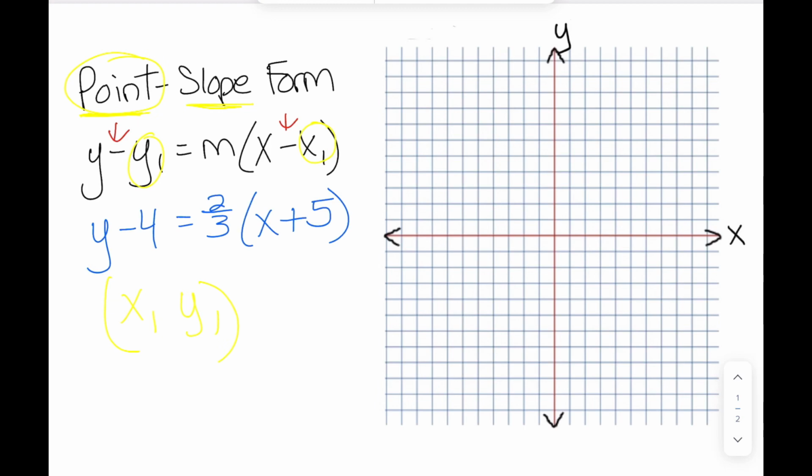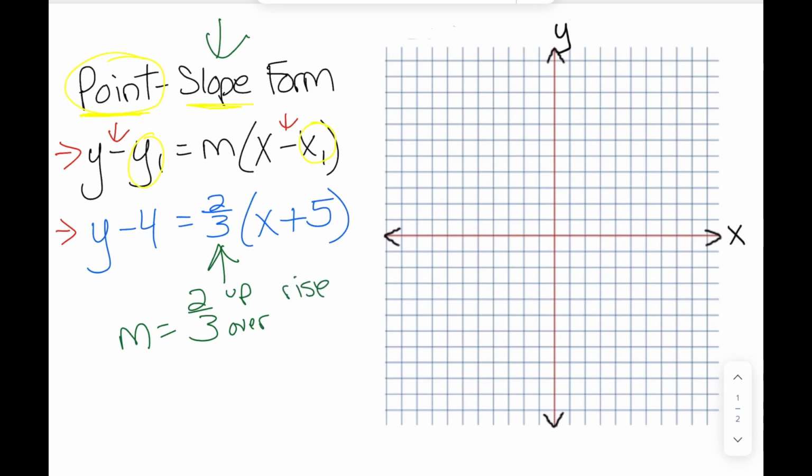So let's look at what we have in the given equation. y minus y1 equals m times the quantity x minus x1. And in the equation that we're going to graph, it's y minus 4 equals 2/3 times the quantity x plus 5. So let's take out the information. Let's take out the slope, and that is the m. m equals 2/3. That is our slope. We will go up 2 over 3. That is rise over run.